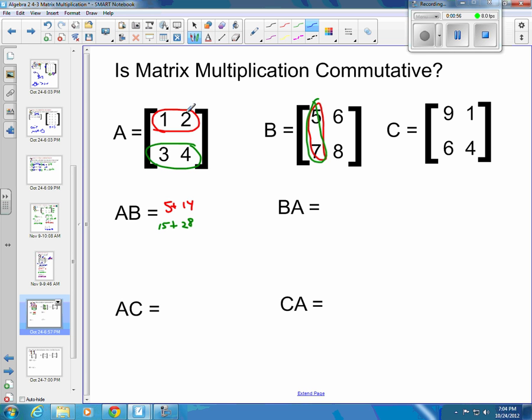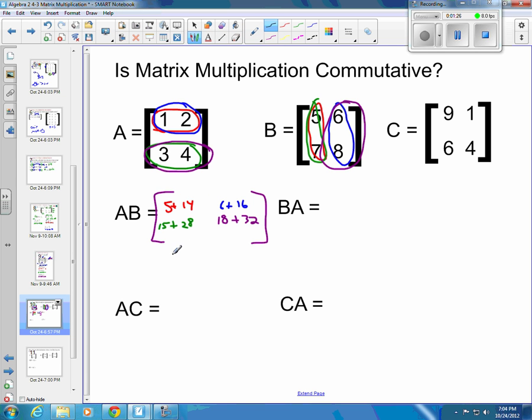Then I'm going to take the 1 and the 2 with the 6 and the 8. So that's 1 times 6 is 6, plus 2 times 8 is 16. And the last one I'm going to take is this 3 and 4 times the 6 and the 8. So 3 times 6 is 18, and 4 times 8 is 32. Okay, so there's my matrix. I need to add each element and come out with a total.